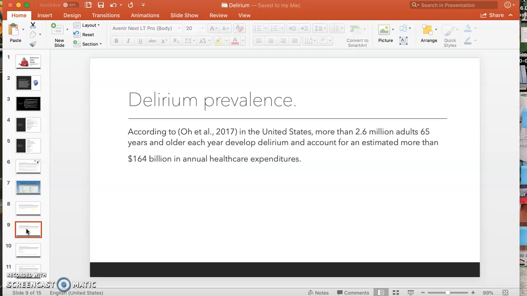So what is the delirium prevalence? According to the article presented above, in the United States, more than 2.6 million adults 65 years and older develop delirium each year and account for an estimated more than $164 billion in annual healthcare expenditures.